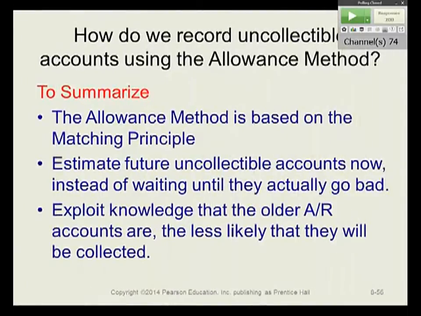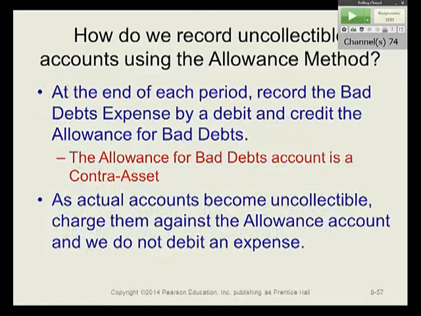All right, and then of course to summarize, that's the allowance method, again based on matching, and we record the bad debt now, which means in the year of the sale, and we use our knowledge of accounts receivable. Basically, the older they are, the more likely they're not going to be collected. Now, the way we record this is going to be a lot different than the direct write-off method. It is recorded by using a contra asset account. And this is used to write the receivable down to what we consider to be its net realizable value.